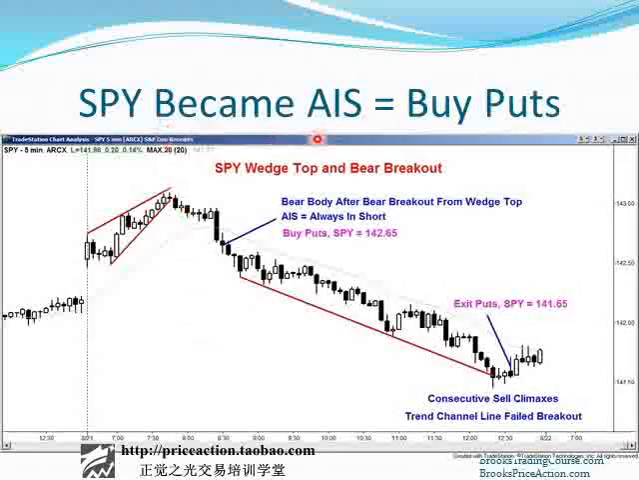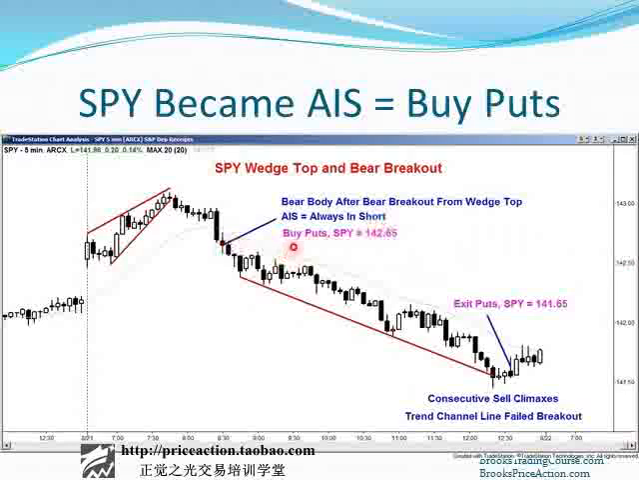Here's another example. Over here, the spider had a very strong breakout, a wedge top, a very strong breakout, and a follow through bar, and that probably confirms the always in short. So we have a wedge top, a bear breakout below the moving average, and a follow through bar. Most traders would say, yeah, it's going to go short. Okay, it's a short. The spider is at 142.65 at this moment, right?